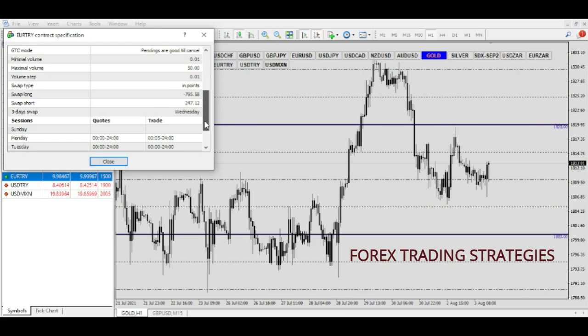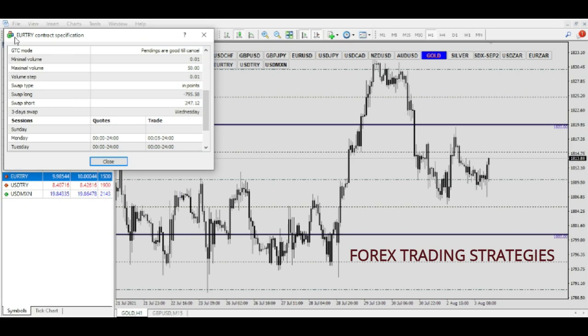Just go through your pairs and see which ones have positive swap, which ones have negative swap. So you find that here we are looking at pairs that have some positive swap for shorts and negative swap for longs. In some instances, I've seen pairs that actually do have both positive. It might be a small amount, but they might be positive both ways. And these things actually change. They fluctuate because it's based on interest rates.